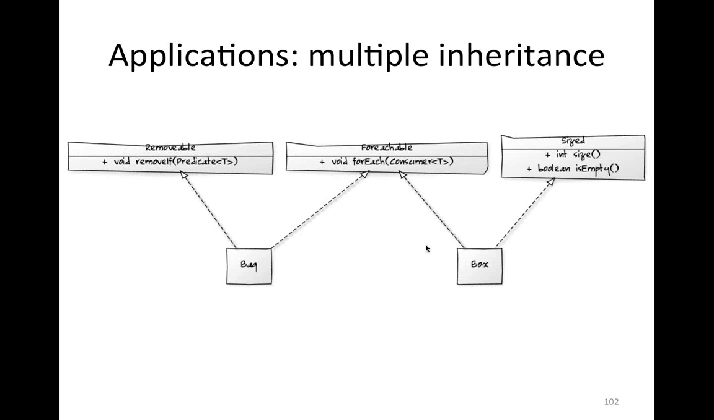We can create a bag collection that is just removable and forEachable. And the bag class will have the default implementation of removeIf and forEach. We could create another sort of container, for example box, that can be forEachable or sized. So this is great because we can reuse the same functionality across different classes. So box and bag both share the functionality forEachable because it defines a default method for each.